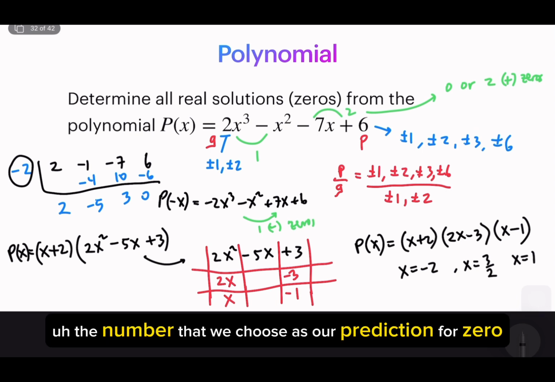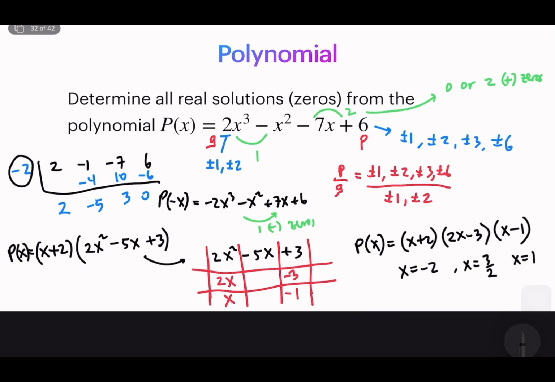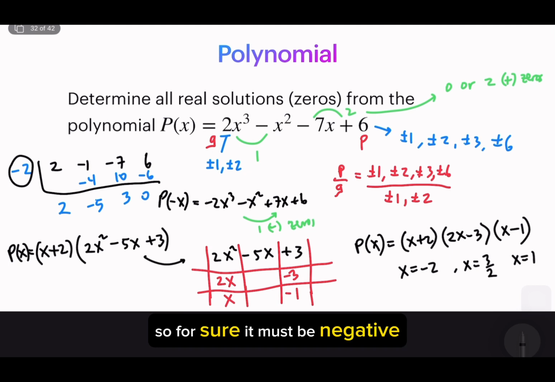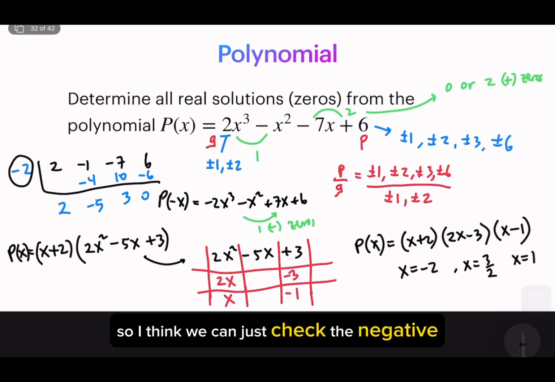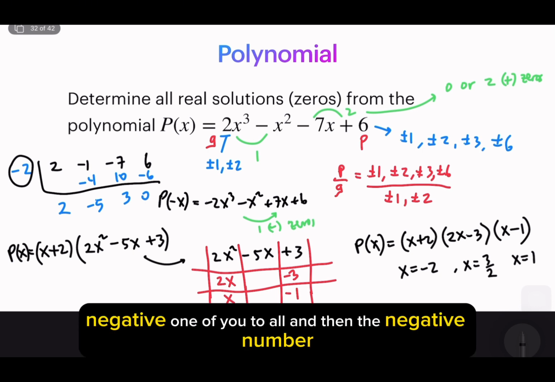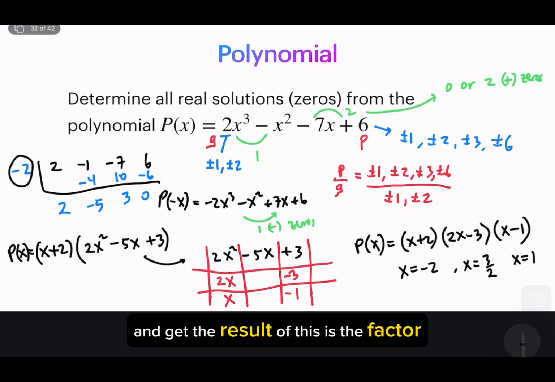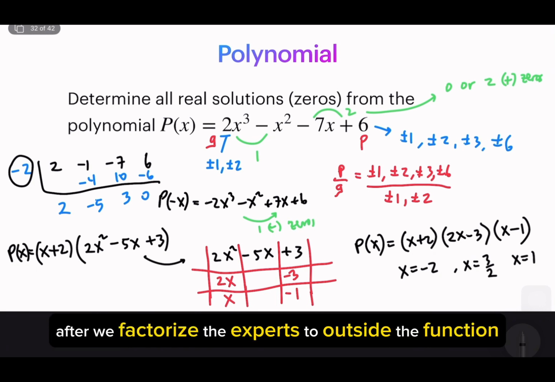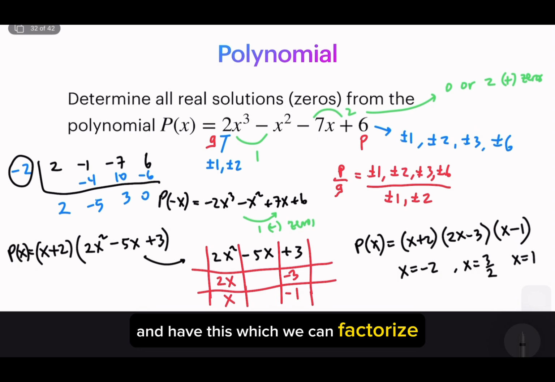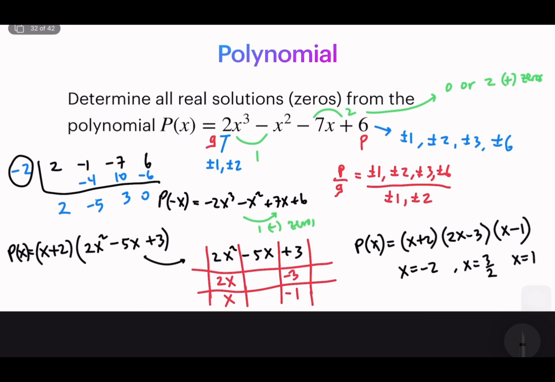Positive or negative means the number that we choose as our prediction for the zero. Then we check through here. But since this is only 1, for sure it must be a negative zero. There will be 1. So I think we can just check the negatives. We can check negative 1, negative 2, all the negative numbers. And then we get the result. Oh, this is the factor. Then we could write the new function after we factorize the x plus 2 outside. And we have this, which we can factorize using the standard factorization.